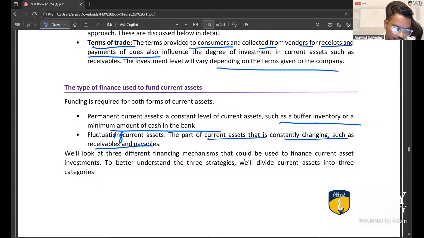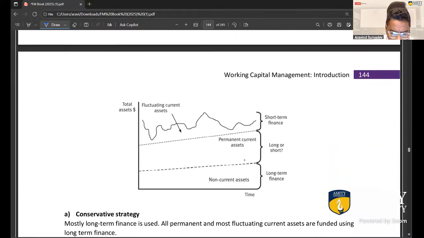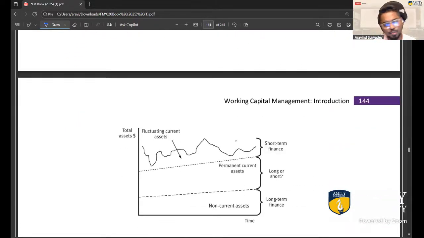Now, we look at these three different financing mechanisms that could be used to finance current asset investments to better understand the strategies. Three strategies. We'll divide current assets into three categories. Check it out, guys. This is not current assets, this is all assets into three categories. The three categories of assets would be non-current assets, permanent current assets, as we talked about, and fluctuating current assets.